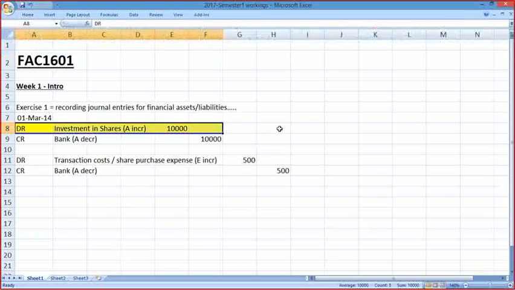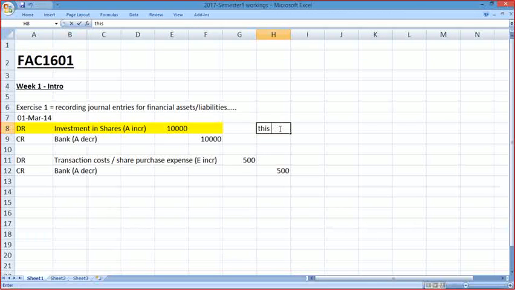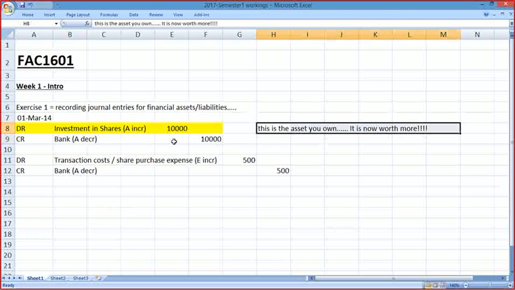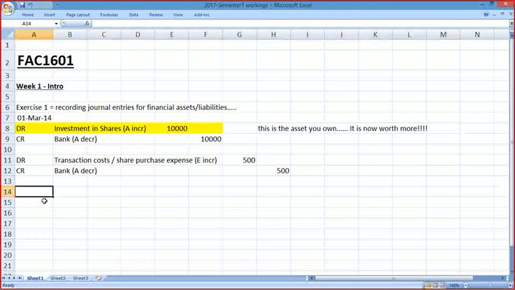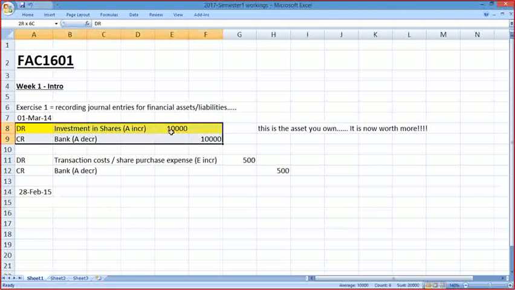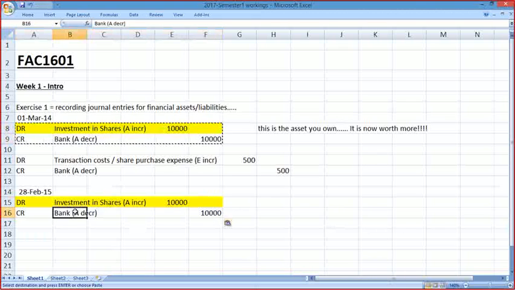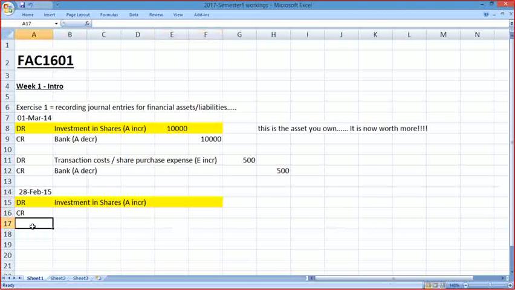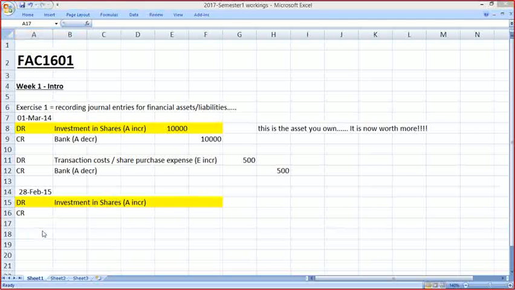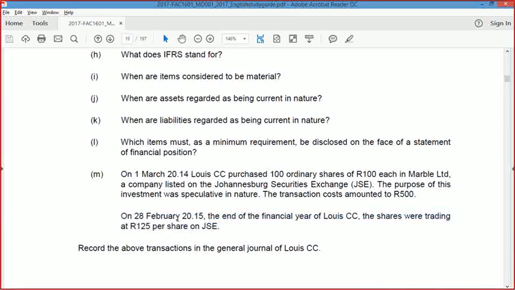Okay, remember this. Okay, this is the asset you own. It's now worth more. So what do I do to adjust the value of the asset on the 28th of Feb 2015? You're going to increase the investment on the debit side. Correct. And what will I credit? Bank. No. There's no cash here. Where's the cash here? It's in the shares. So don't you credit shares?